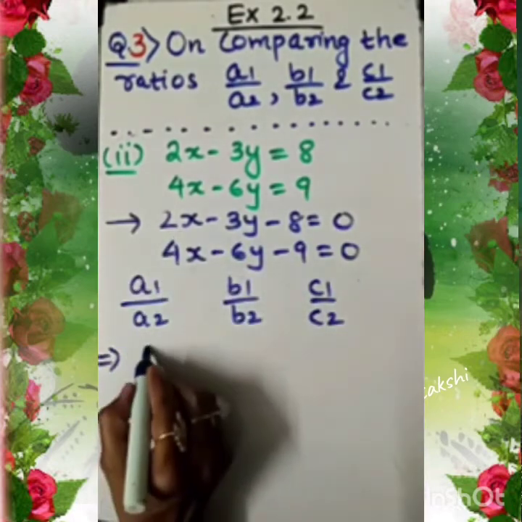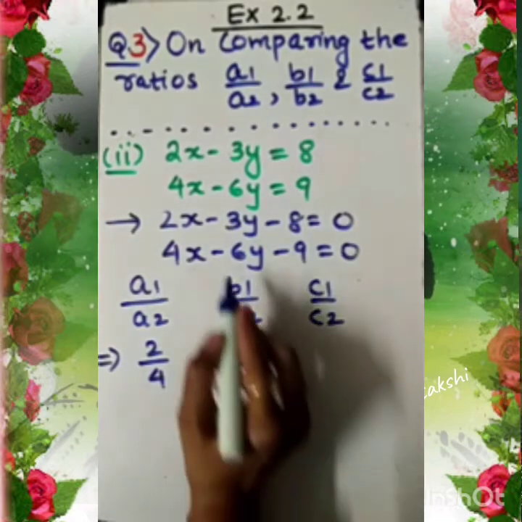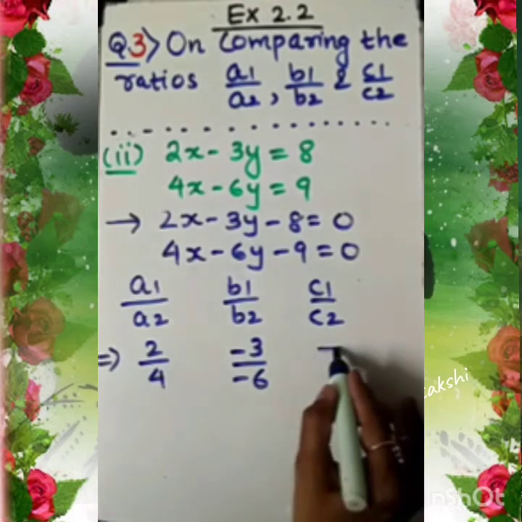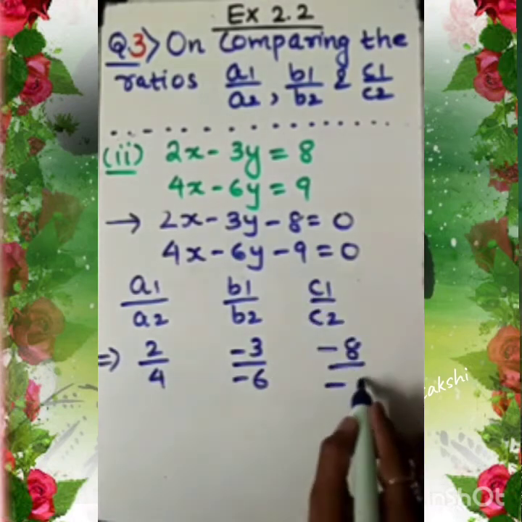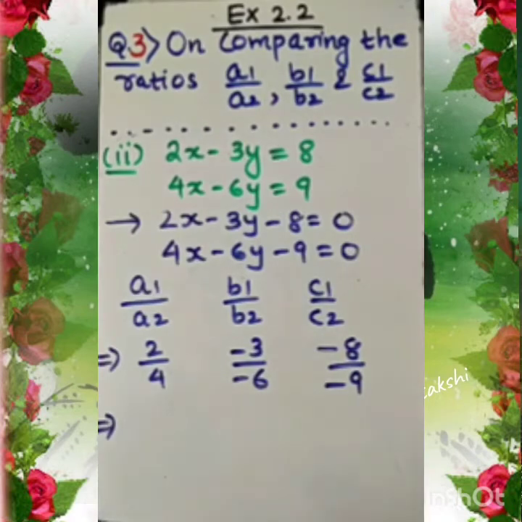So what will it be here? Here it will be 2 by 4 along with the sign, minus 3 by minus 6. Don't forget to keep the minus sign also along with that. Minus 8 and minus 3. Okay, so let's simplify. Let's bring them in the standard form.